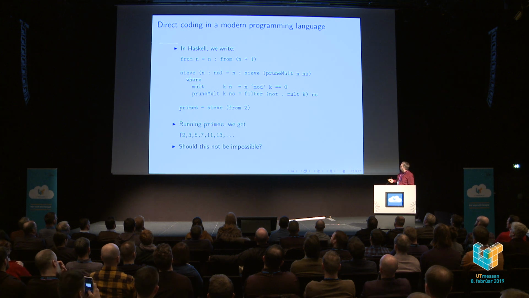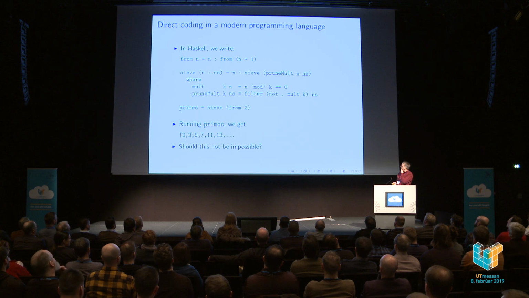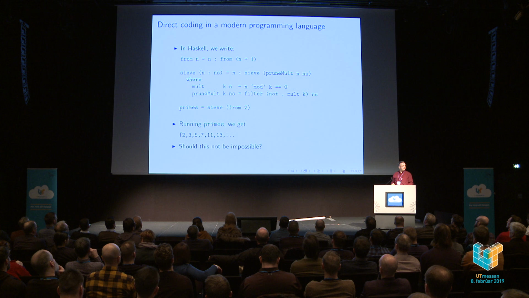And here is just a thing that checks whether n is a multiple of k, and here is a small thing for pruning multiples of k from the sequence ns. You just filter the infinite sequence by leaving out the appropriate thing. And then the sequence of prime numbers is nothing else than sieve applied to from 2. And you can run it, and you get out exactly this thing. It will keep printing on forever if you don't stop it. Should this not be impossible?